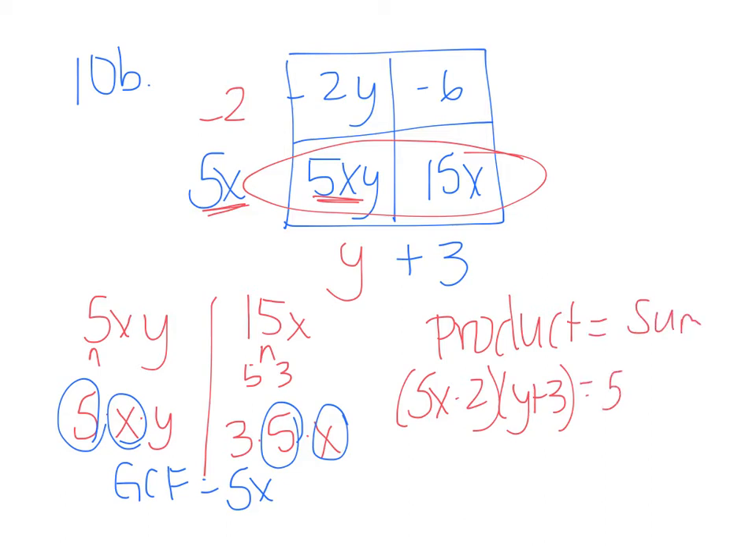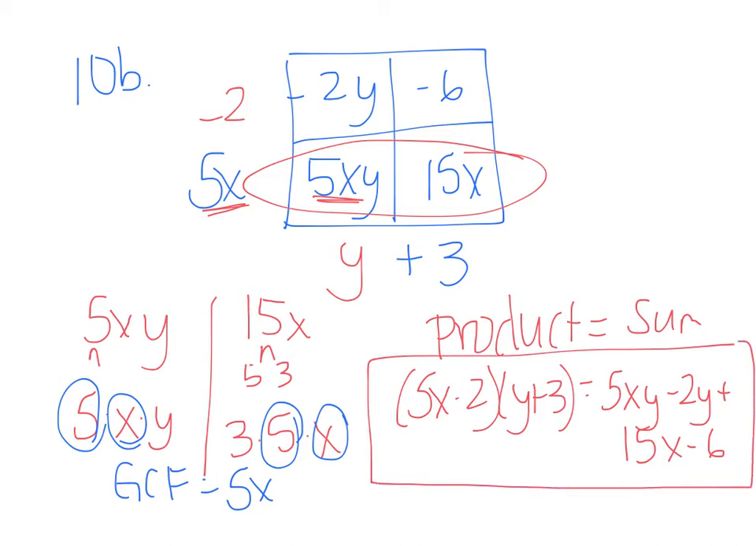And we have different terms. We don't have any like terms, so they're all going to be written out. And I'm running out of space here, sorry. So the sum, 5xy minus 2y plus 15x minus 6, is equal to our product, 5x minus 2 times y plus 3.